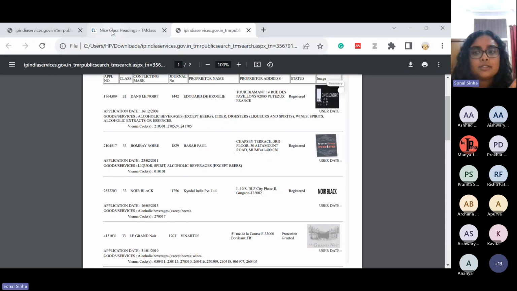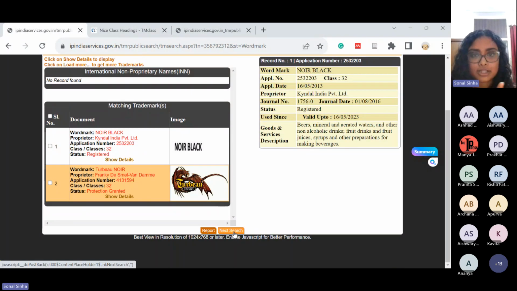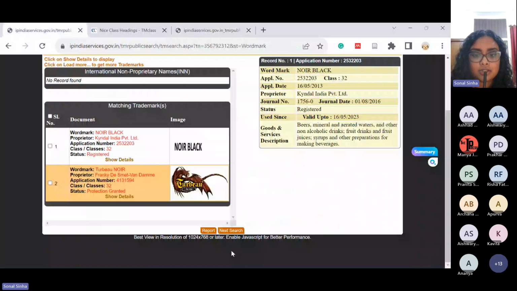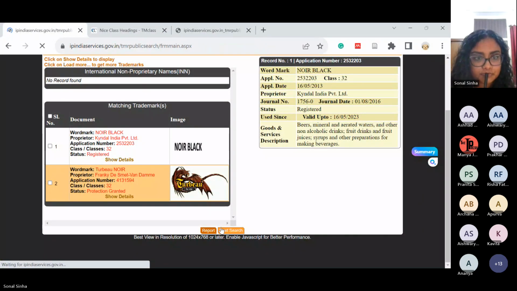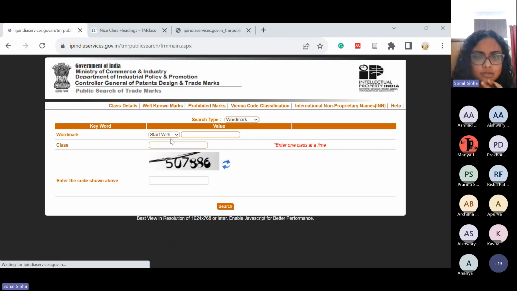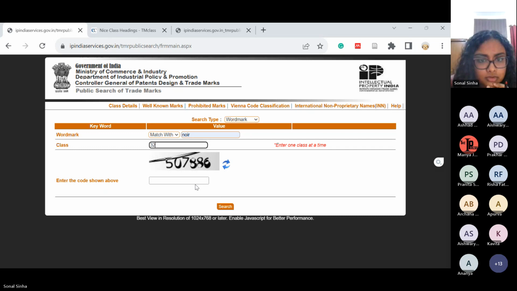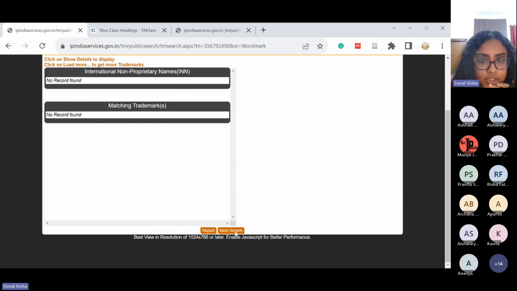So definitely flag this to the client, but let them know that there are chances that this might not be that big of a problem. But since you have adopted such a name, I would suggest that we come up with strategies. I don't think we need to go with the start with search, so there's just Noir Black, Noir, class 32. For me, the hardest part is this captcha, to be honest, guys. No marks. Right.